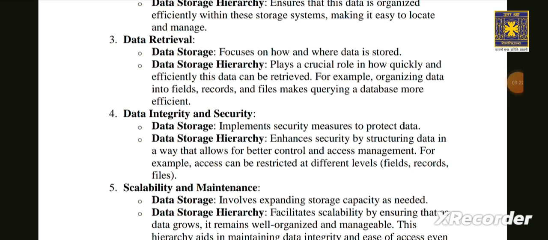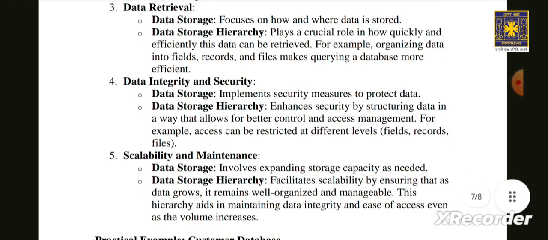Next up is data integrity and security. Securing data is essential, and data storage implements measures to protect it. The data storage hierarchy enhances security further. It structures the data in a way that allows for precise control over who can access what, whether it is an individual field, entire records, or large files.